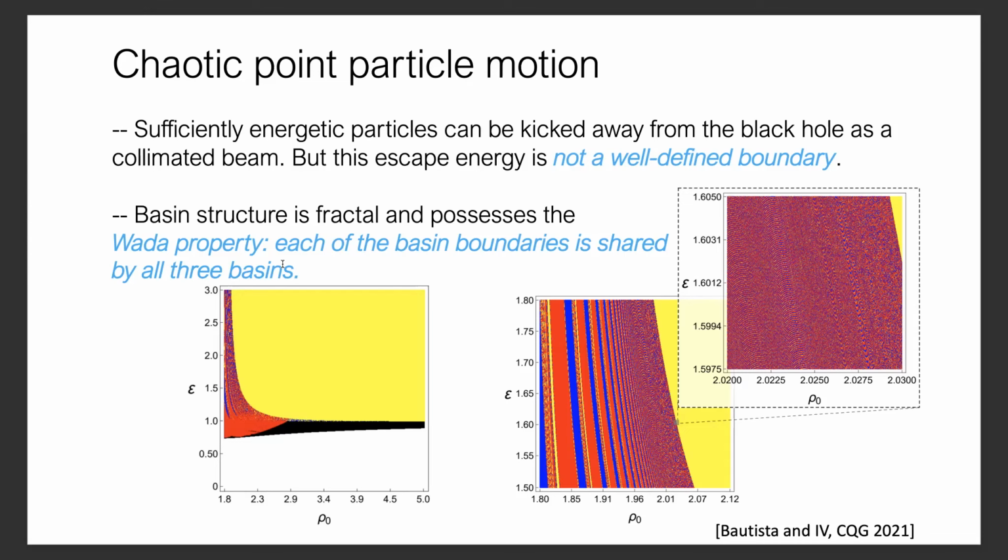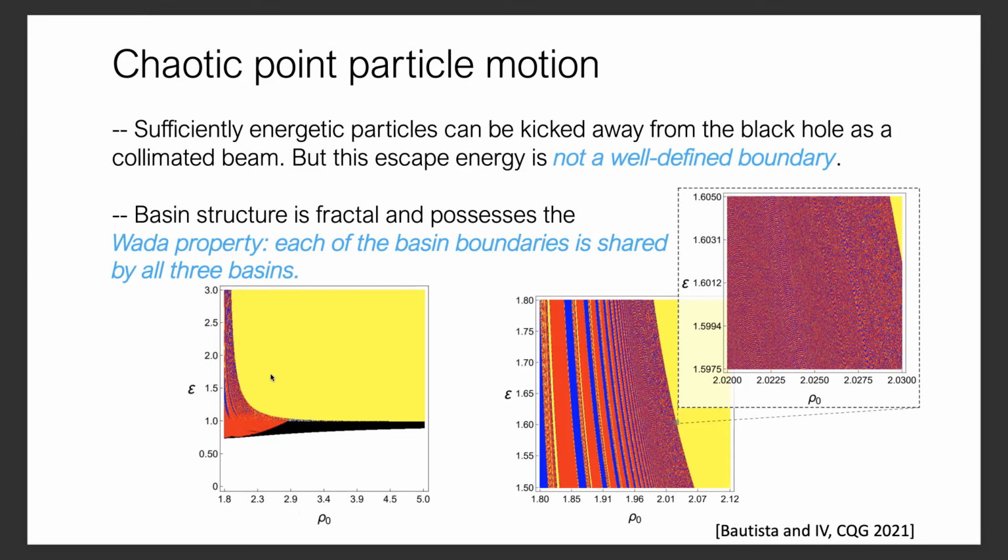One of the interesting things about this system is that because of the chaos, the inherent nonlinearity in the system, notions such as escape energy, which would be typically well defined in ordinary classical mechanics, do not become a well defined boundary. So here we tried to characterize where this escape energy is. In these plots, in energy and distance away from the black hole, we start a charge from a given position, rho naught, away from the black hole and give it a slight kick, which is represented by this energy epsilon here.